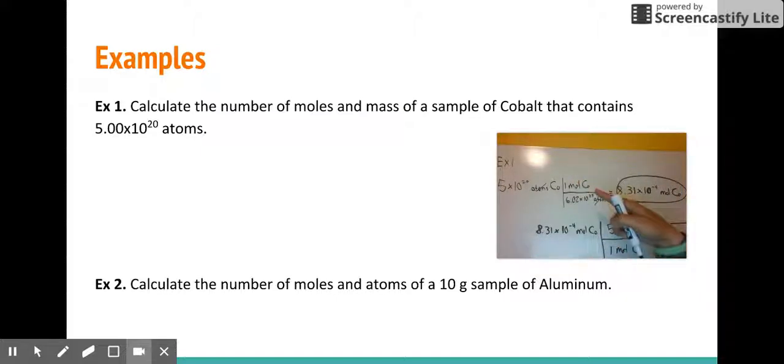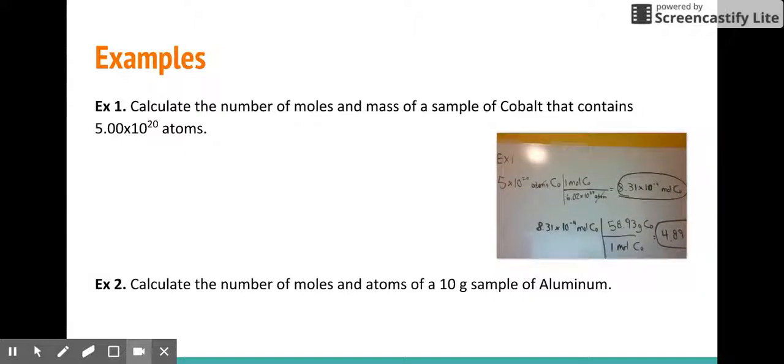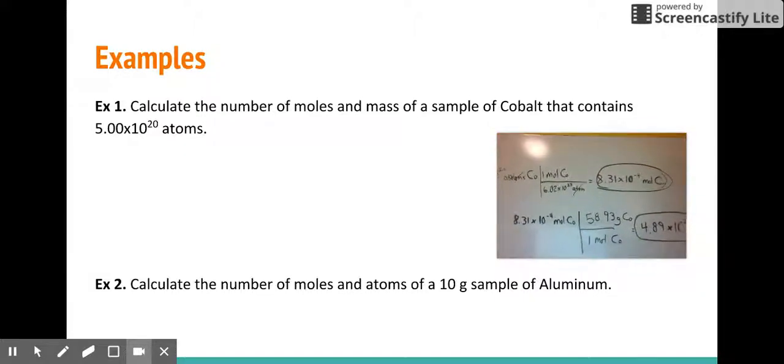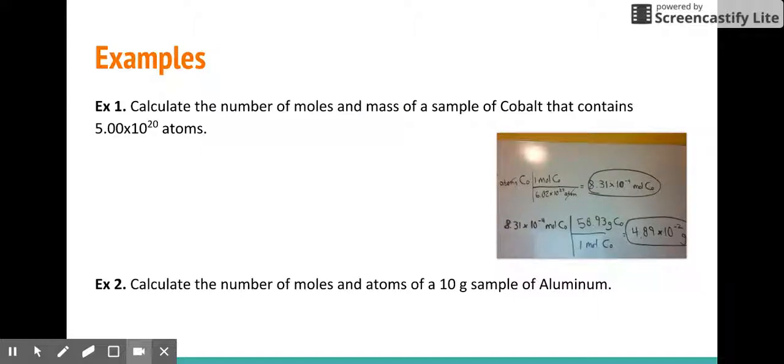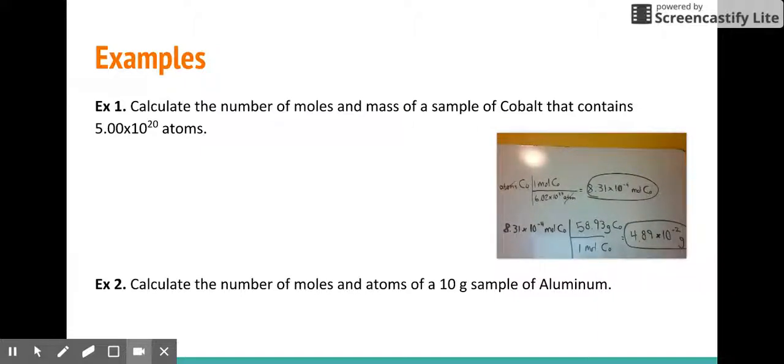So that answer that we get is going to be the moles of the cobalt that we have. Remember that you multiply across and you divide if it's on the bottom. So if I take the 5 times 10 to the 20th divided by 6.02 times 10 to the 23rd, I will get 8.31 times 10 to the negative 4th moles of cobalt. For my second portion, I want to figure out the mass. So I'm going to take those moles, the 8.3 times 10 to the negative 4th, and I'm going to use the conversion factor of molar mass equivalent to a mole.